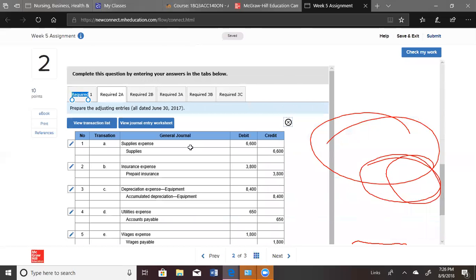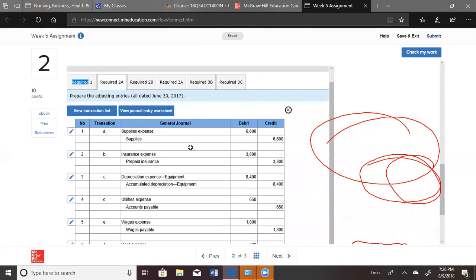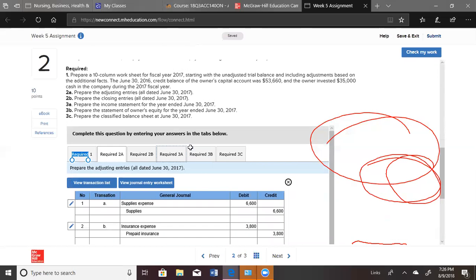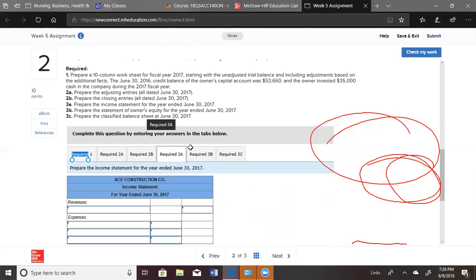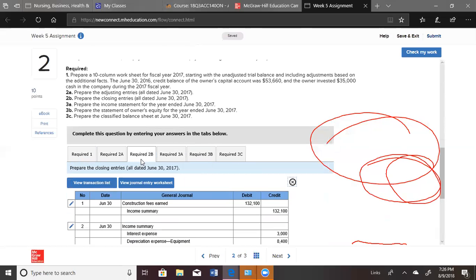And then 2 is the journal entries. And click on 3A for me. 3A. Okay, so then you're going to end up with a new income statement, but you can get the numbers off required one. Yeah. And required B is the balance sheet, I think. Okay, so 2B is the balance. Okay. Journal entries. Yeah.